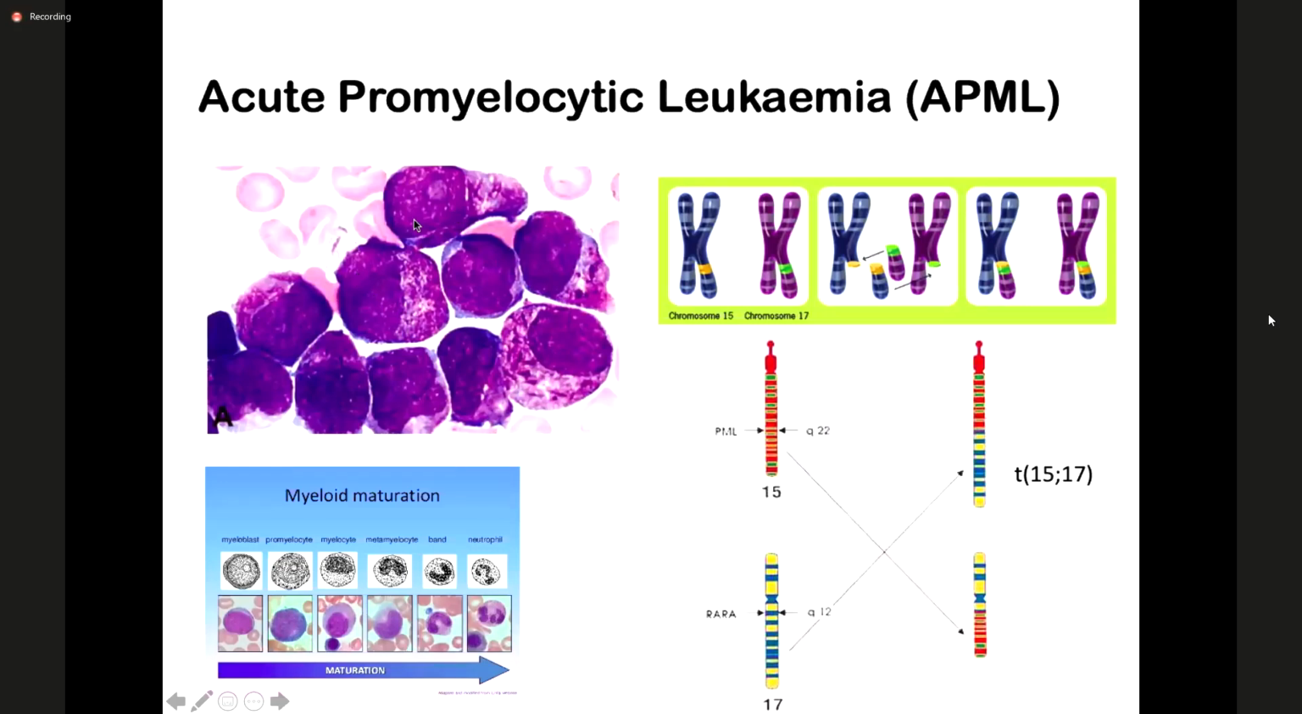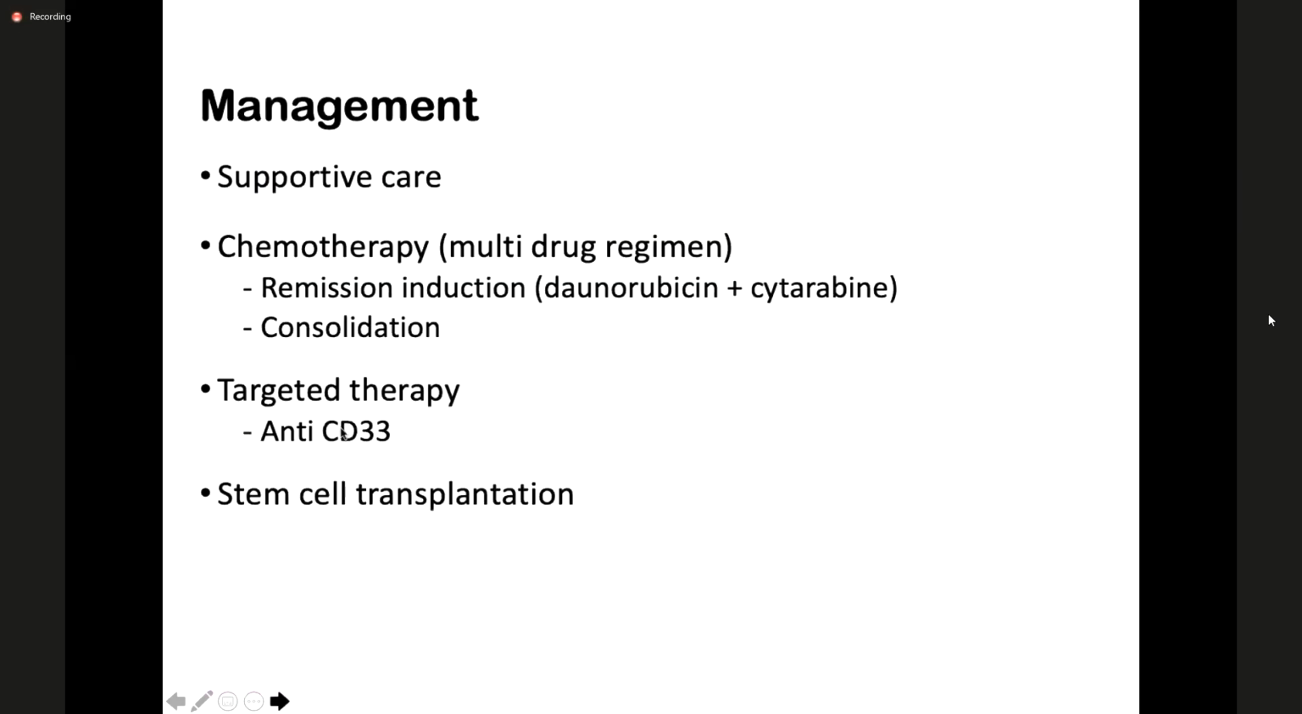We can confirm that it could be APML. This is just to show how, even in the diagnosis of APML, the cytogenetics helps, and the FISH studies and PCRs help. So in the management, I have briefly mentioned the management of AML.